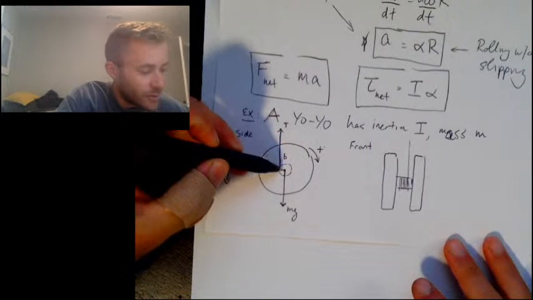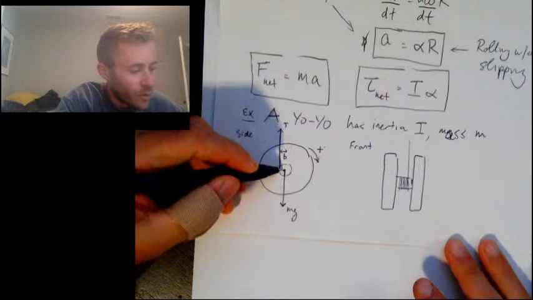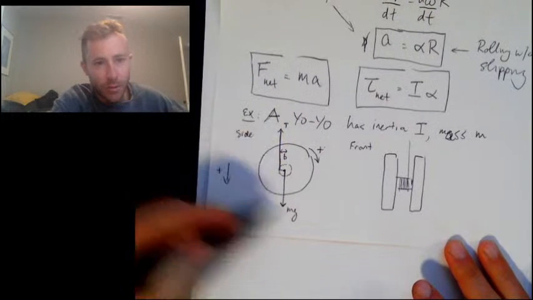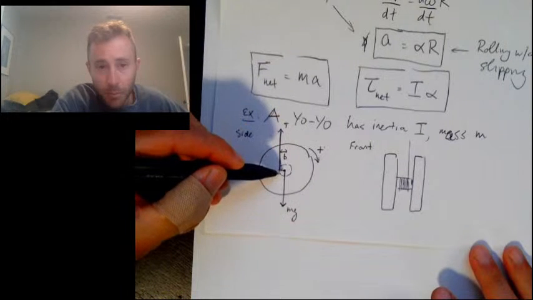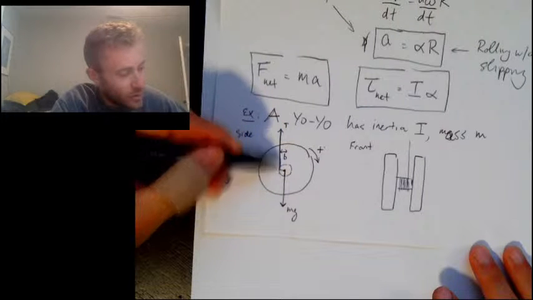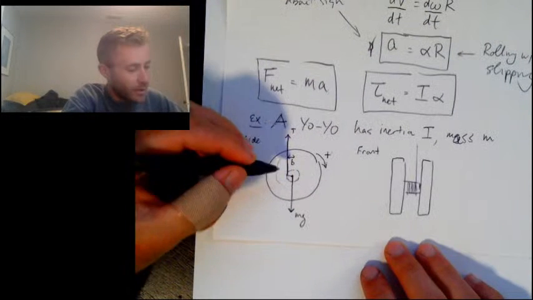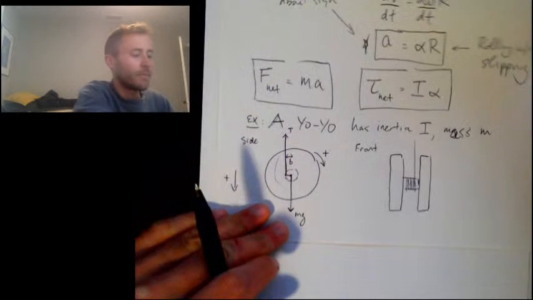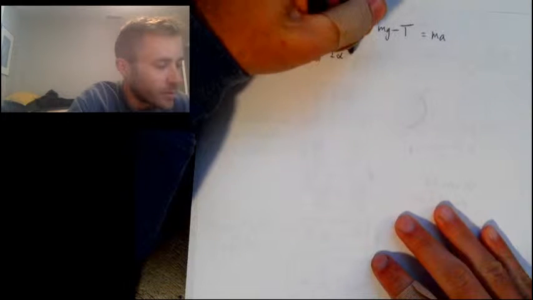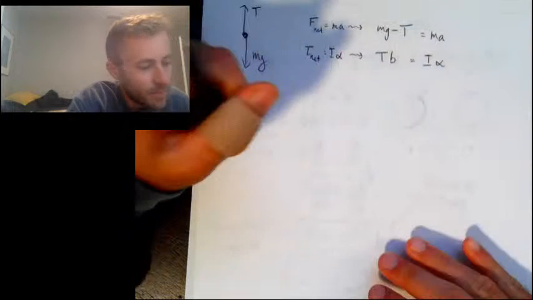But tension does, because it's offset from the center by a distance b. And furthermore, that tension is pulling on the yo-yo and making it rotate in the clockwise sense. So tension is exerting a positive torque, because it is making it rotate in the positive sense. The size of the torque due to tension is going to be force times distance from the center, so T B. So my net torque is tension times B, and that equals I times alpha.